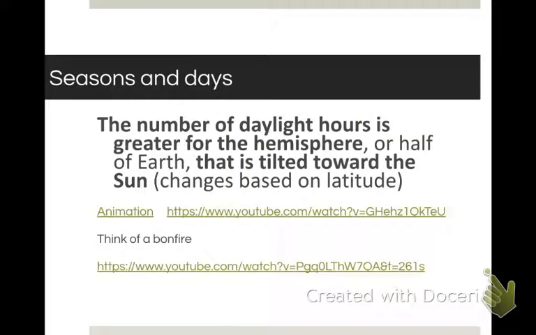Okay. The number of daylight hours is greater for the hemisphere tilted towards the sun. You already know this because we have the longest days in the summer. And when you're tilted towards the sun, that's when you're in summer. So days are longer in the summer, days are shorter in the winter.